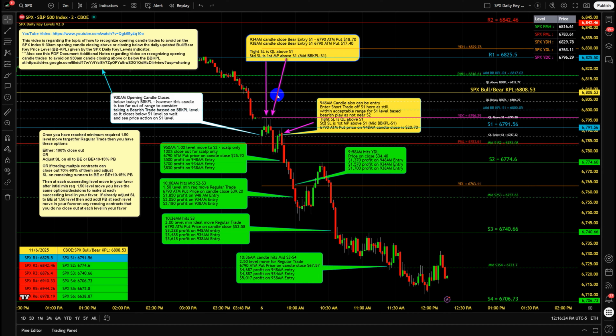The tight stop loss to use on this is the QL above the level that you're trading. In this case, the QL above S1. The standard stop loss on this bearish trade, trading from this S1 level, is the first midpoint above S1, which is this level here. This is the mid BBKPL S1, the first midpoint level above the level we're trading, since this is a bearish trade.